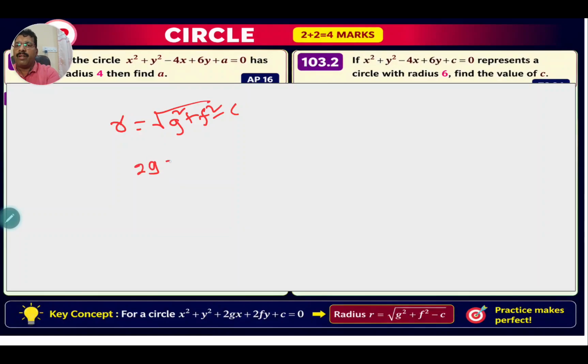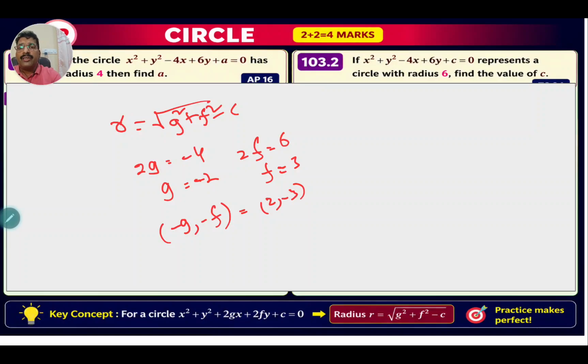2g is equal to −4. So g value is equal to −2. 2f is equal to 6. f value is equal to 3. So center is (−g, −f). Here (−g, −f), if you write, (2, −3). This is the center.